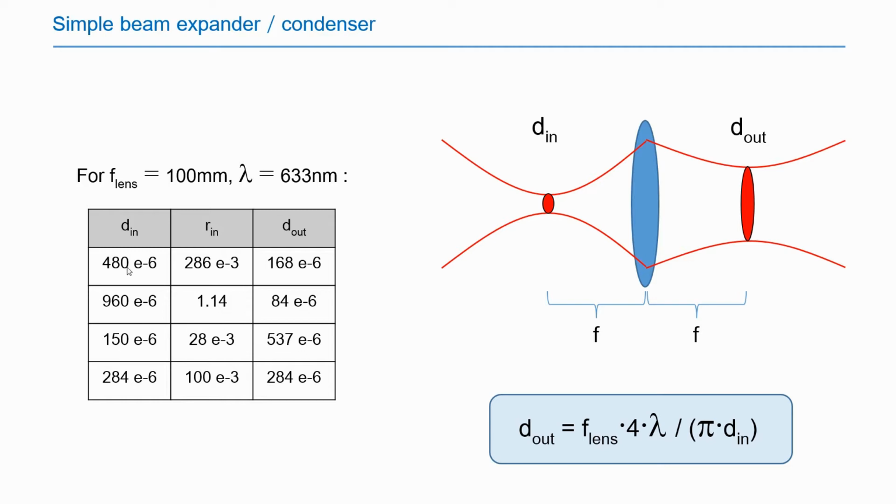And this is interesting because we can see that the 480 micron input gives us about 150 micron output, and the 150 micron input gives us roughly a 480 micron output. It's a little larger, but these two beams are sort of inverses of each other. The lens converts either one into the other.